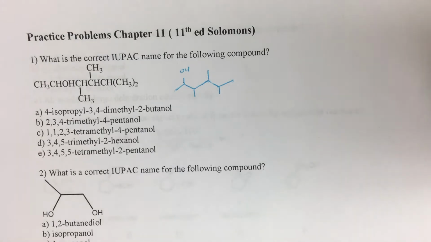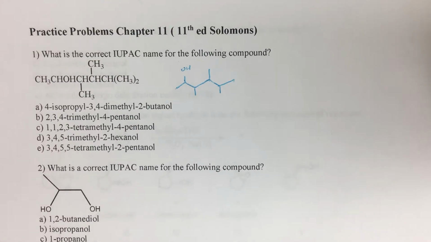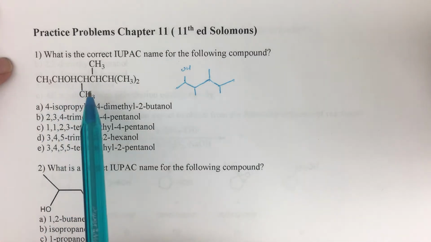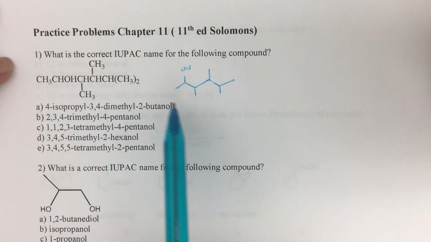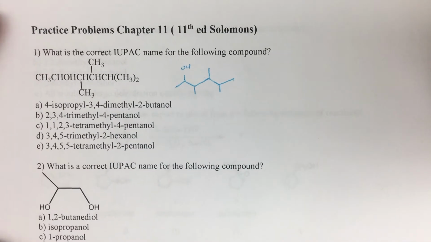Hey guys, so today I'm just going to be working out some practice problems for chapter 11 from Solomon's. These are just practice problems that I pulled from our class resources, and this week you'll just be able to see me writing out by hand what's going on. So for practice problems like this that are in the condensed formula, I always move them over into the bond line formula because that's just so much easier for me to see.